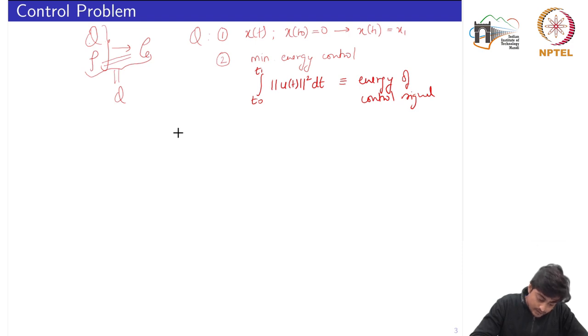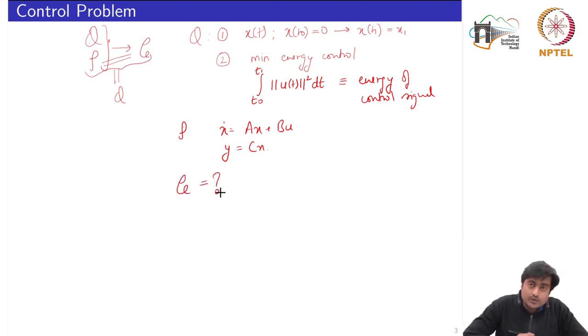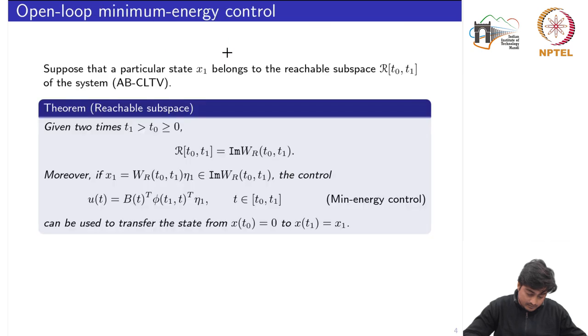The plant given to us is, let's say, x dot equals Ax plus Bu and y equals Cx. Now we need to design the controller such that when we connect that controller with the plant, both the objectives are achieved. We'll try to find the solution to this problem along the same lines as the controllability and reachability subspaces.